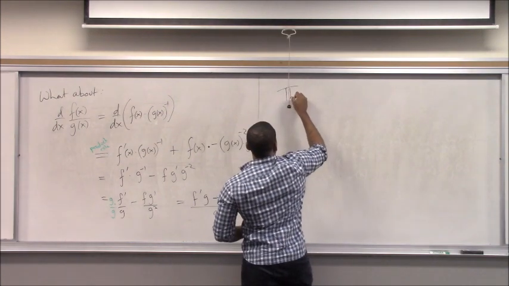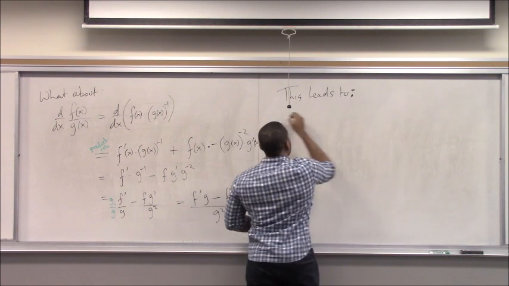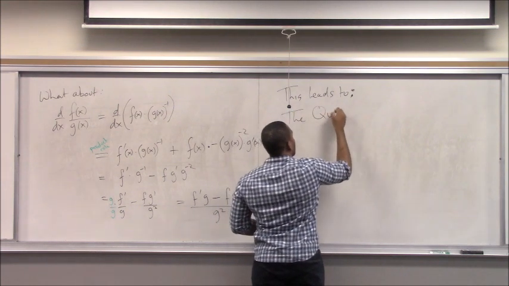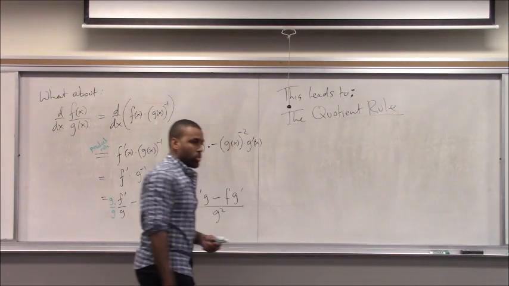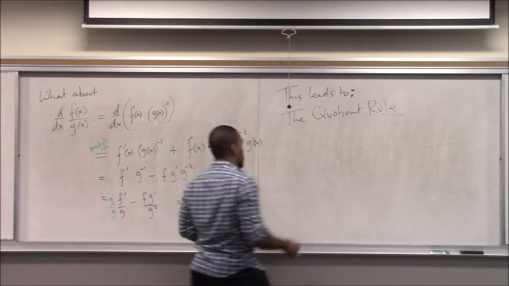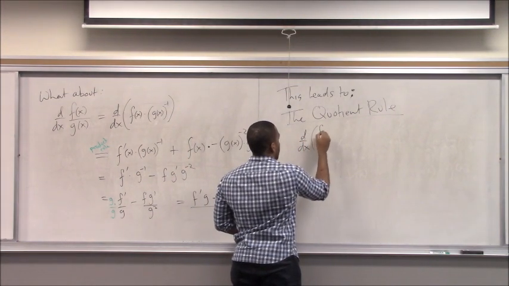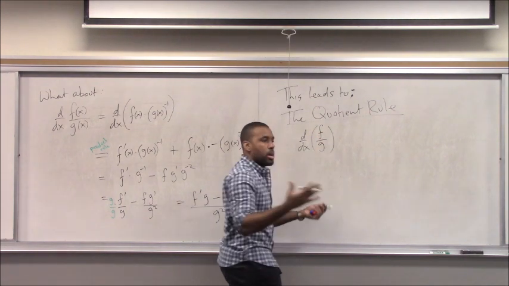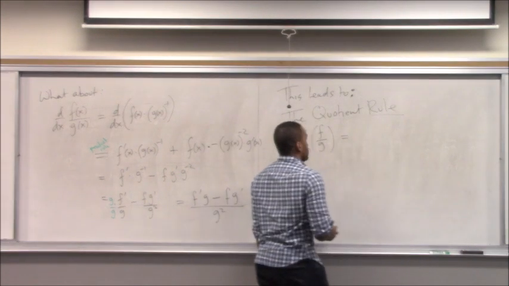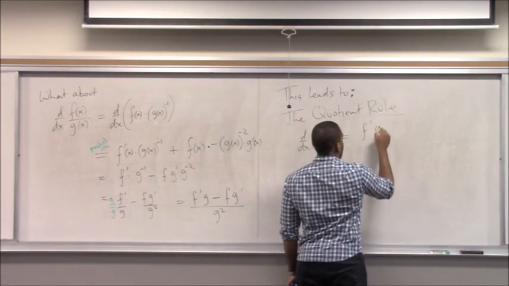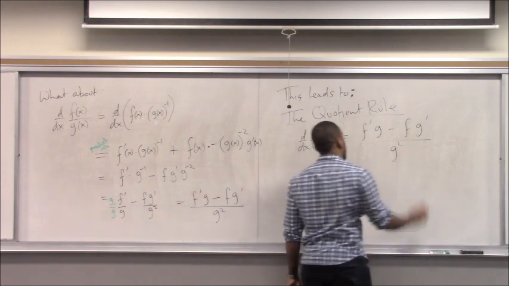So this leads to the quotient rule. Quotient is a fancy name for the result of a division. It says if you are differentiating f divided by g, of course your g can't be 0, we're assuming our functions are defined and they're differentiable, then this is f prime g minus f g prime over g squared.